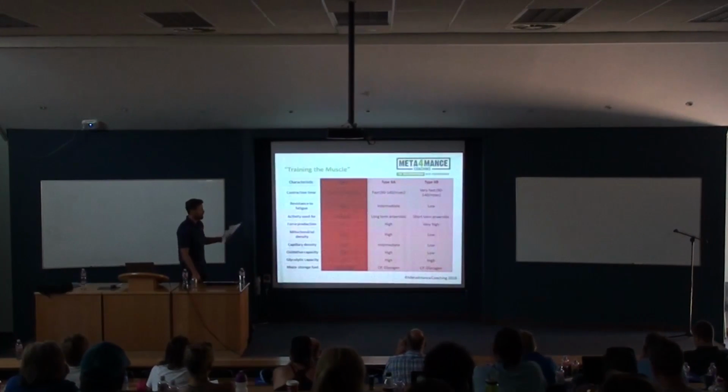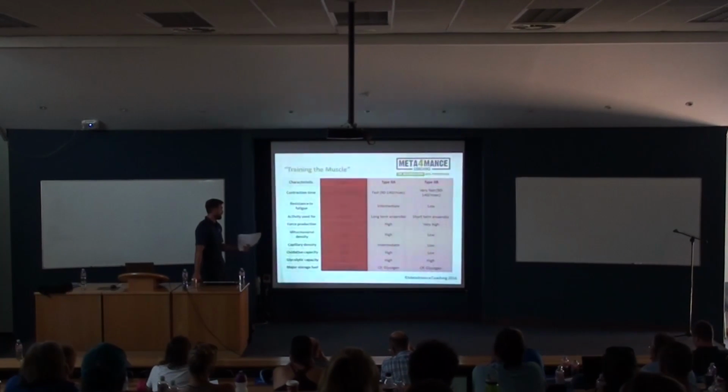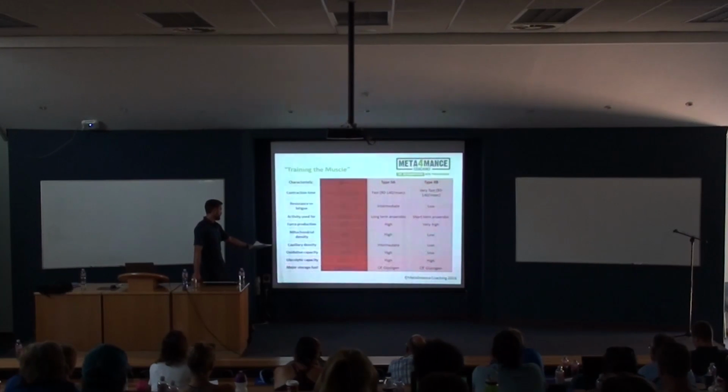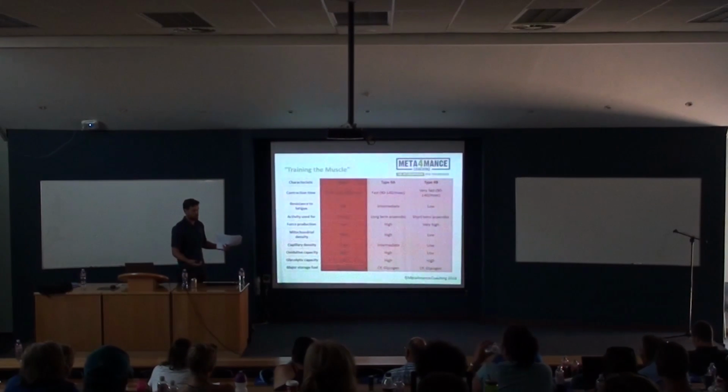Okay? They're very resistant to fatigue, so they don't get tired very quickly. They're used mainly for aerobic. They're not great at producing force. Their mitochondrial density is high. Their capillary density is high. Their oxidative capacity, so that means that it operates a lot in the aerobic system, is high. The glycolytic capacity, which means that it operates more in the anaerobic systems, is low. And the major fuel source there are triglycerides, which to sum it up are fat.